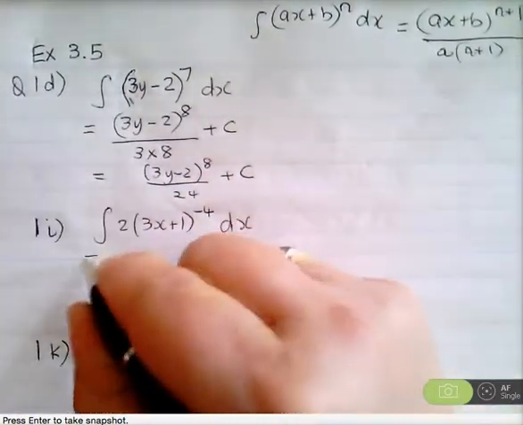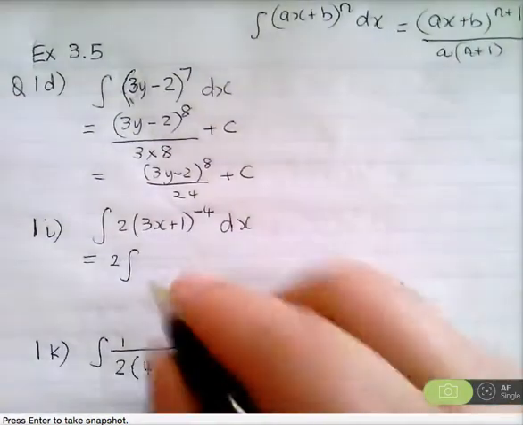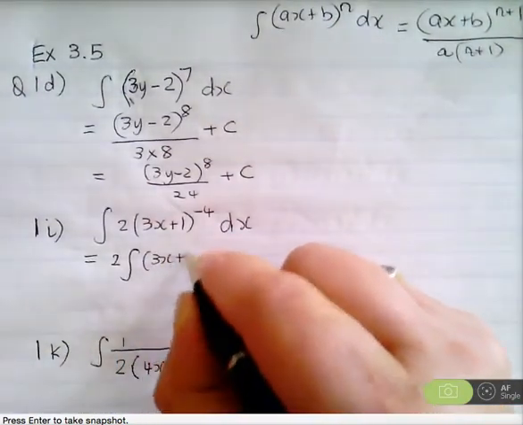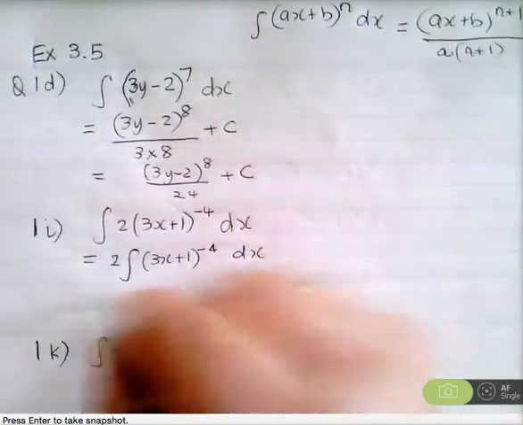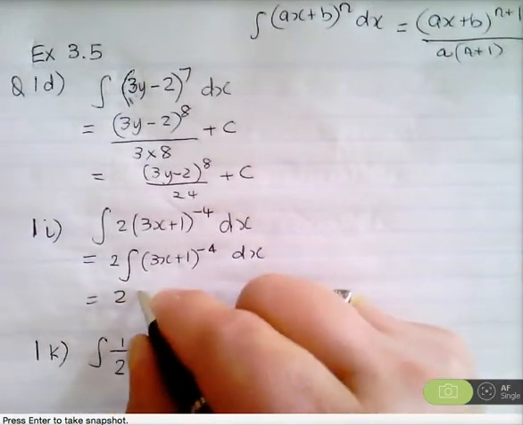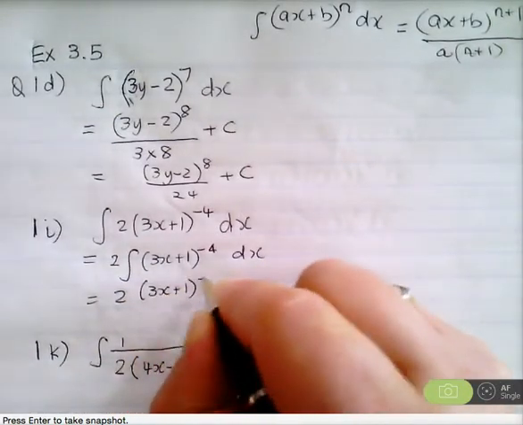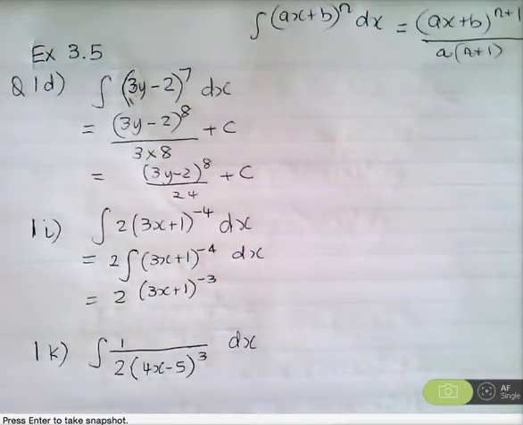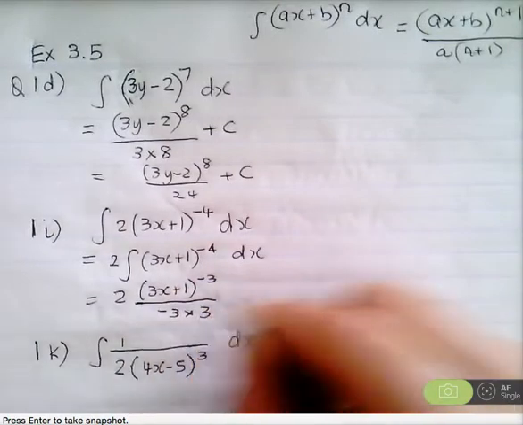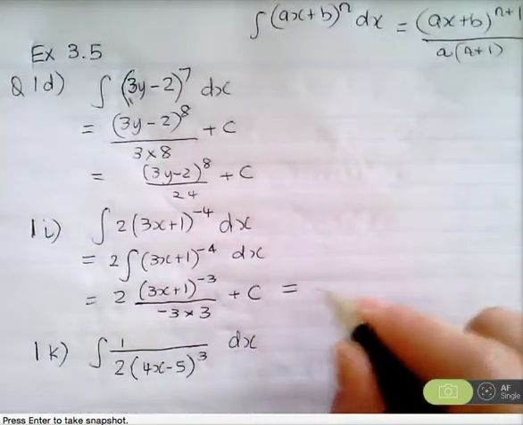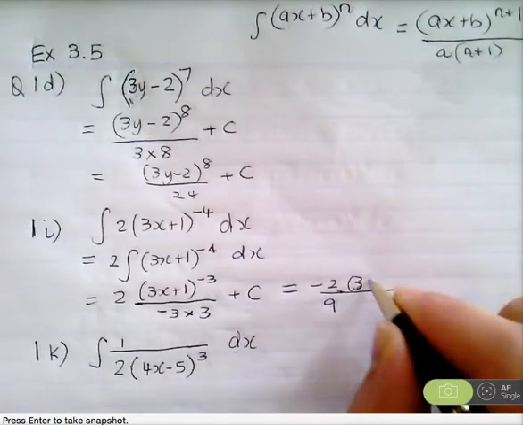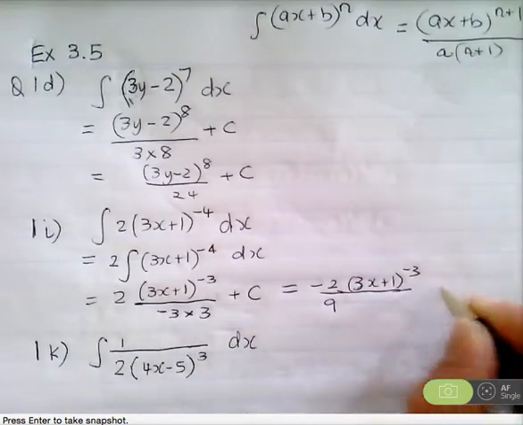With the second one, I think it's easier to take that constant out the front, and we get 2 times the integral of 3x plus 1 to the power of negative 4. That way you won't get it confused with your integration process. So you get 2 times 3x plus 1 to the power of negative 3. Remember, negative 4 plus 1 is negative 3 over negative 3, but timesing by the coefficient of the x, which is 3. So you get negative 2/9, 3x plus 1 to the negative 3 plus c.